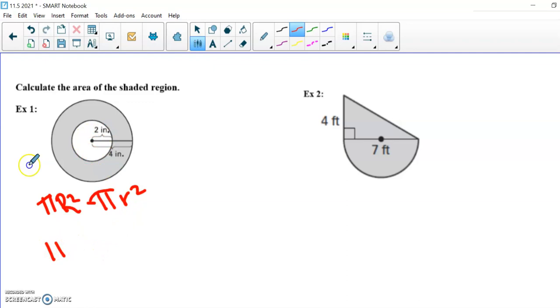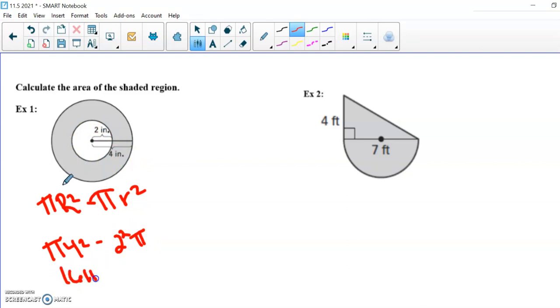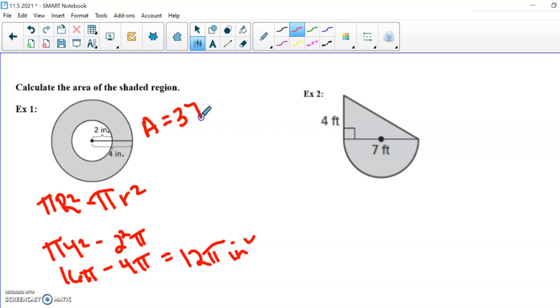So I'm given that the radius of the whole circle is 4. So I'm going to say 4 squared, minus the area of the hole, which would be 2 squared pi. And so I get 16 pi minus 4 pi. That's going to give us 12 pi. And you can leave it as 12 pi square inches if you want, or we can punch that in our calculator. 12 pi is about 37.7. So the area of the shaded region is about 37.7 square inches.